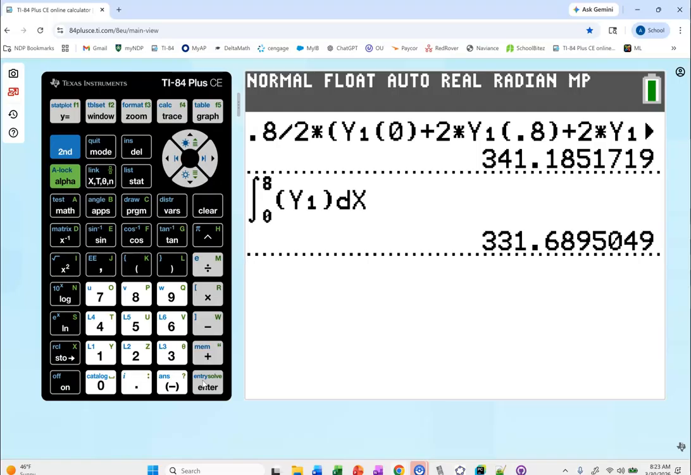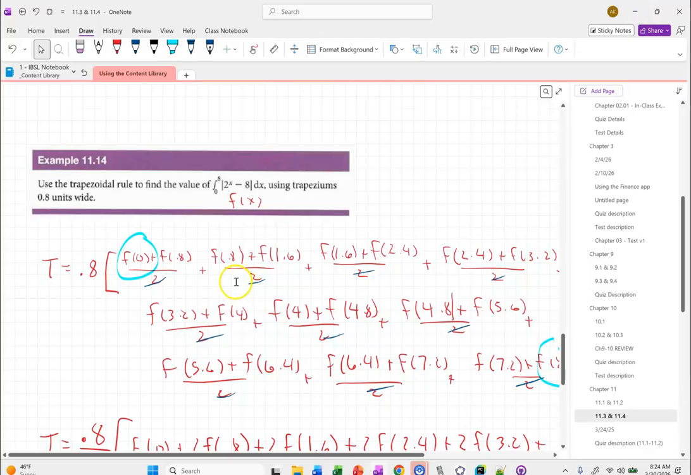What would I do to be able to improve this estimate? I just make the widths of the trapezoids smaller. The smaller the width, the better the estimate will be. And when they become infinitely small, infinitely narrow, as they approach 0, it'll be the same as the definite integral. Okay.